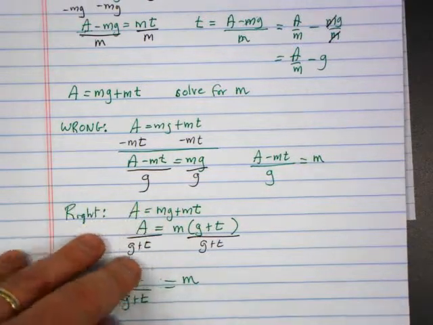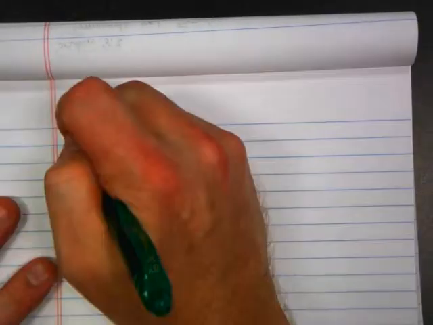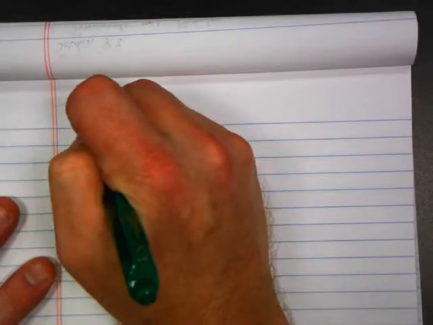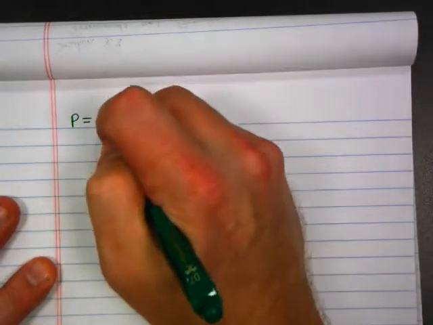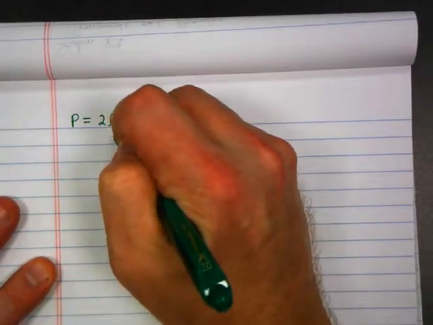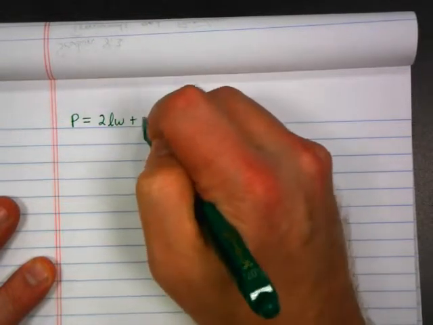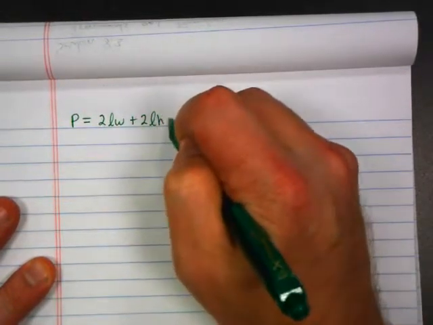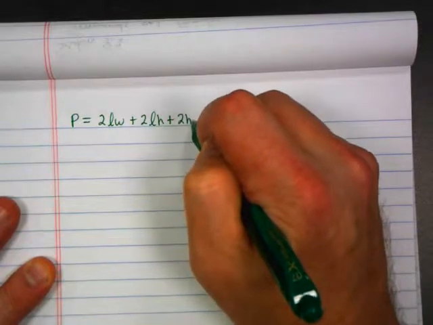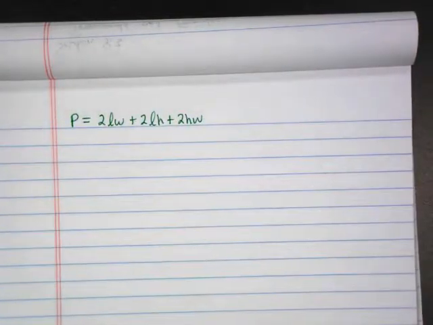All right, let's try one more of those. How about, I'm just going to make up a formula. I don't know if this formula really means anything. P equals 2LW plus 2LH plus 2HW. In fact, that one might be on the sheet that I'm passing out here in a few minutes. Close enough. Oh well, we'll do it anyway.